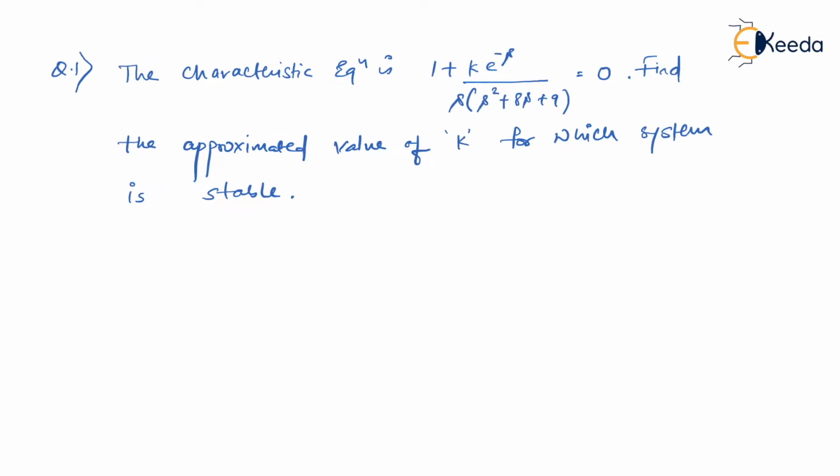So what is so special in this problem? Let me tell you. The special thing in this problem is the exponential term which is present, e to the power minus s. Look at this. This is something else that you haven't done so far. It is involving some exponential term, right?